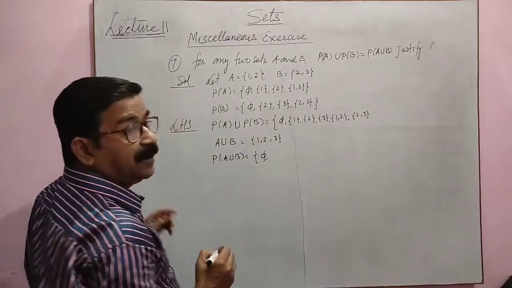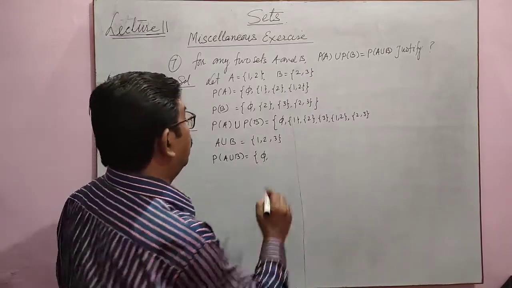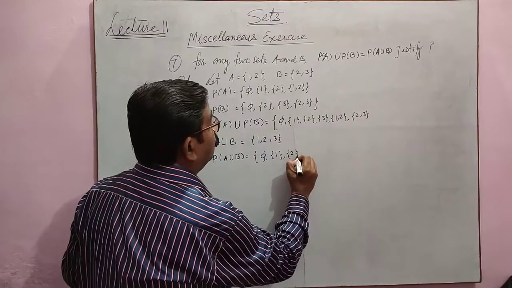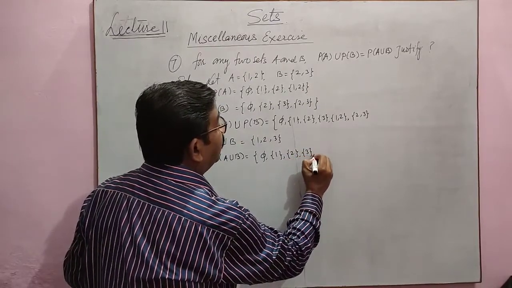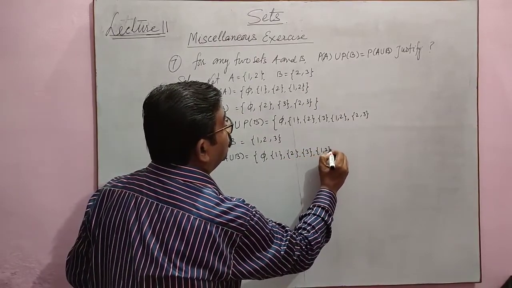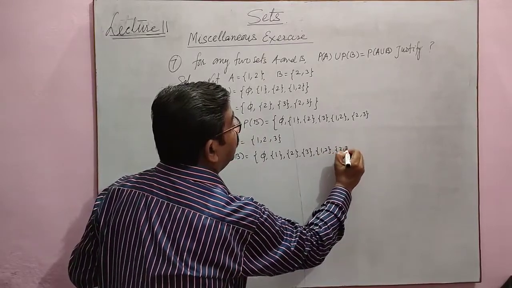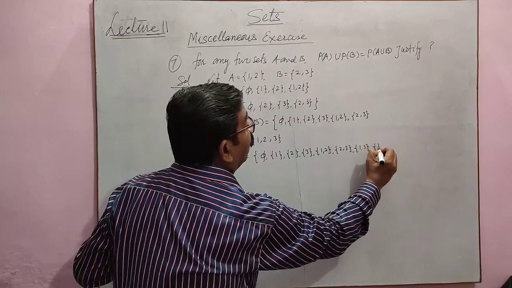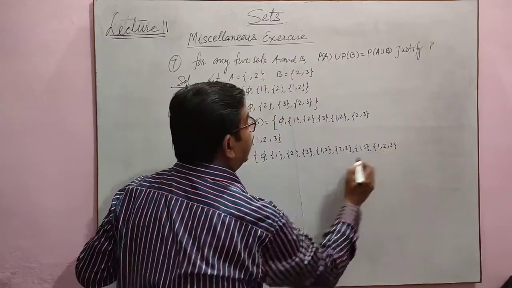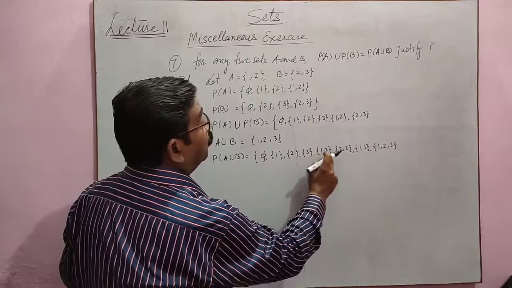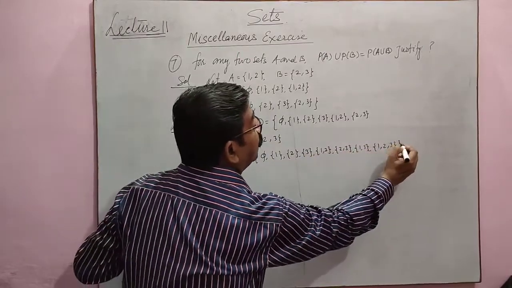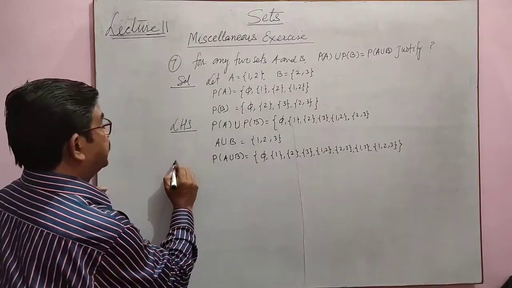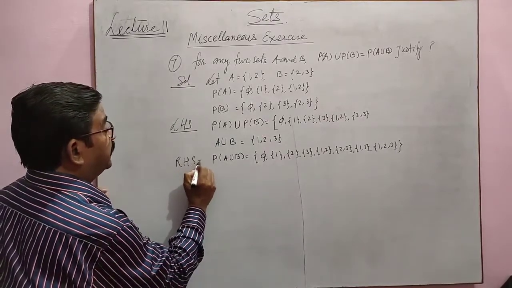5 is in every subset. Now individual elements 1, 2, 3, 1, 2, 2, 3, 1, 3, 1, 2, 3. Check it. 1, 2, 3, 4, 5, 6, 7, 8. Total 8 subsets. Now check. This is right hand side. This one is right hand side.